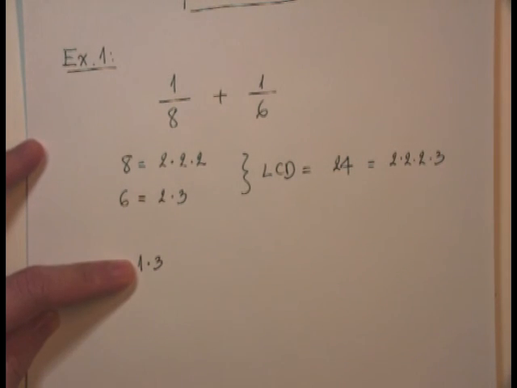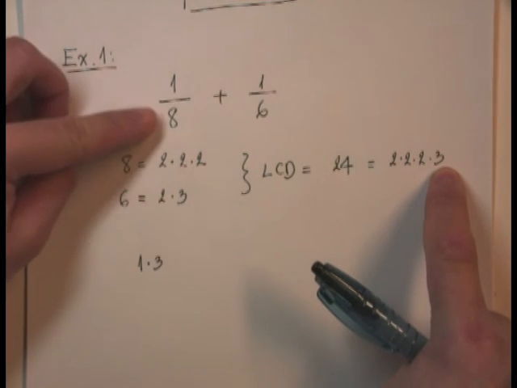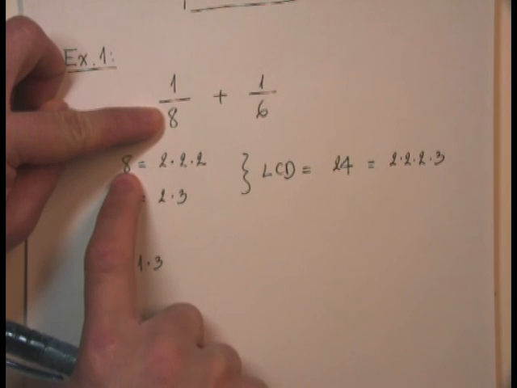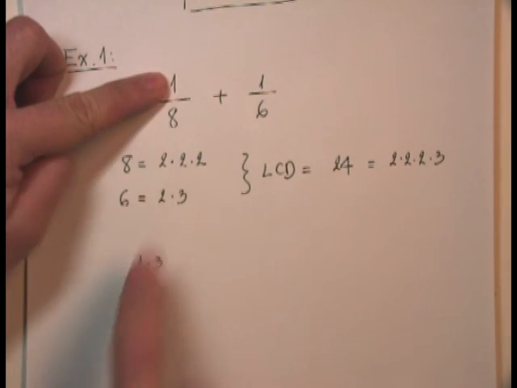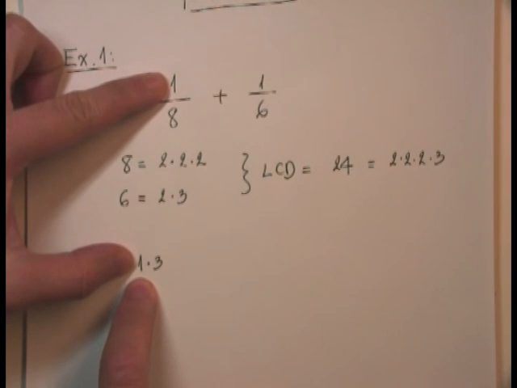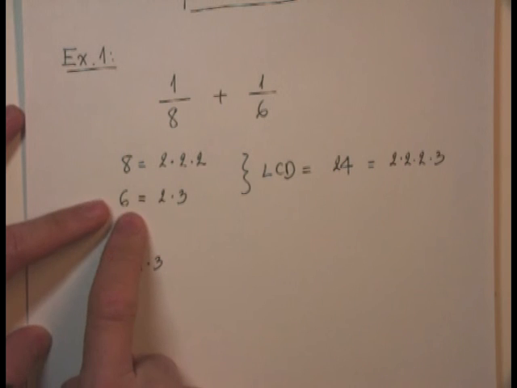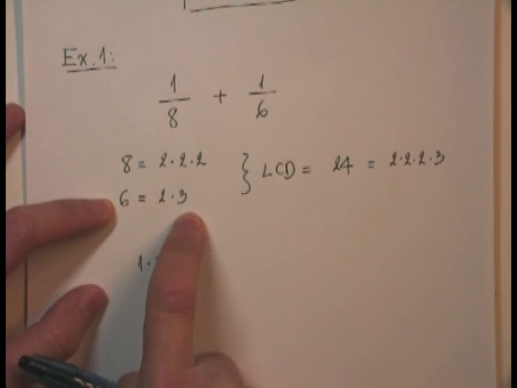Once again, the whole reason I multiply by that 3 is that the 3 from the LCD is not a prime factor of 8. That's why I multiply the 3 to 1, which is the numerator that came with that fraction. Now, looking over to 6, it has prime factors 2 times 3.